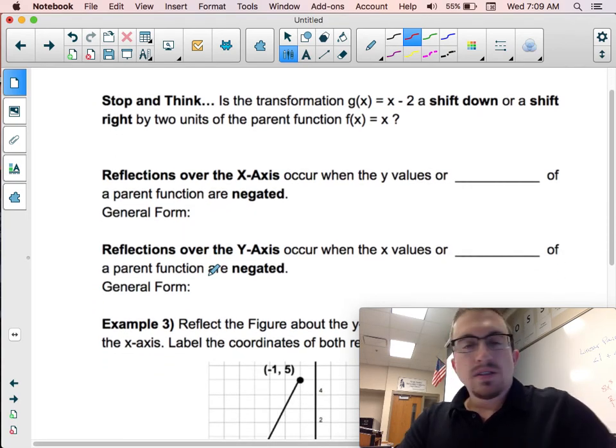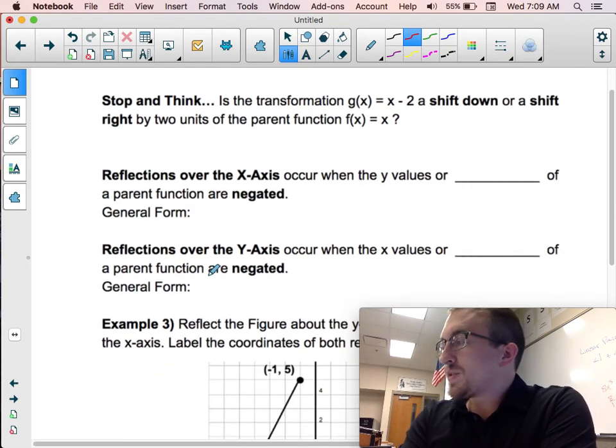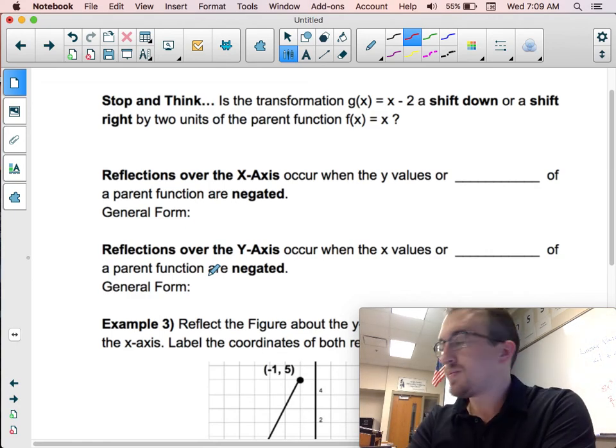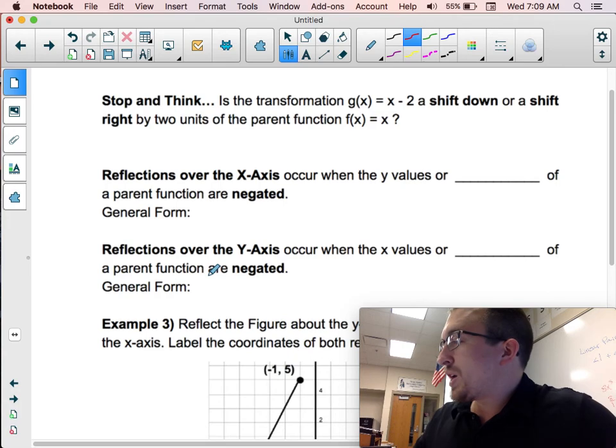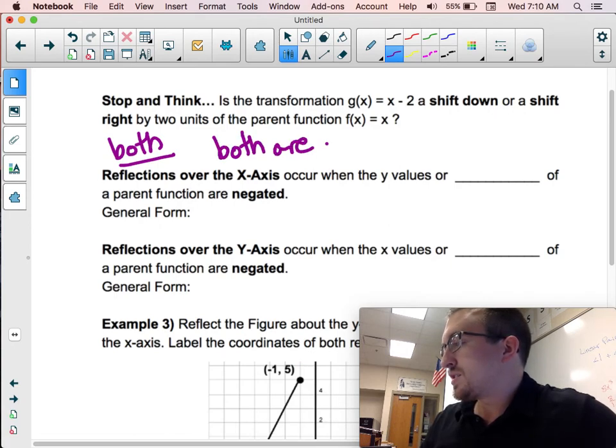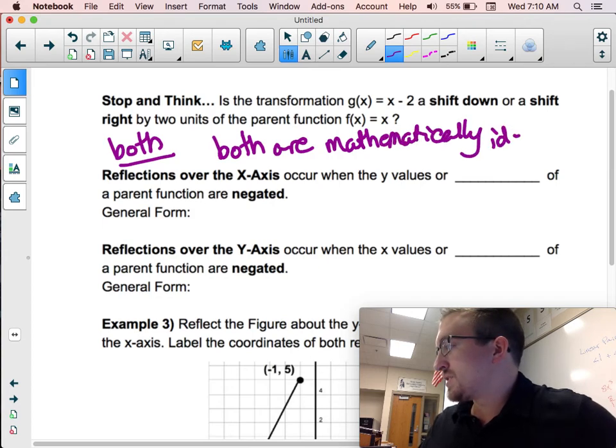Stop and think. The video will pause. Is the transformation g of x is equal to x minus 2 a shift down or a shift to the right by 2 units of the parent function f of x is equal to x? And if you got this trick question, it's both. Both transformations are mathematically identical. That doesn't happen for all functions.